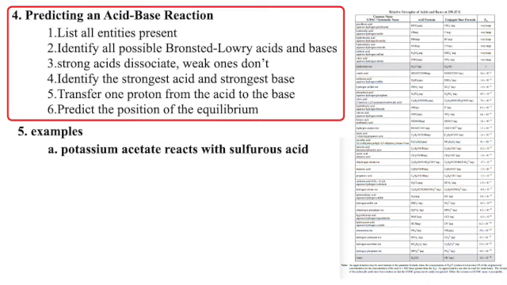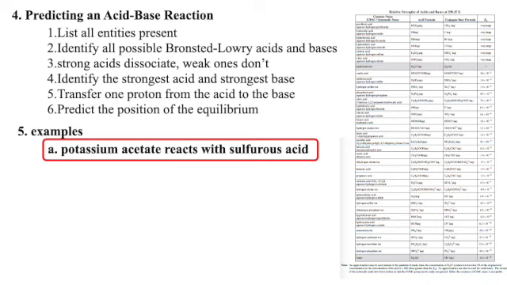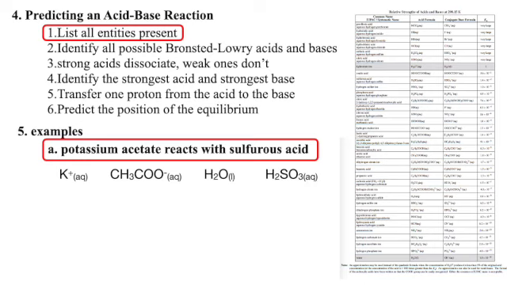Okay, now we're going to predict an acid-base reaction. We're given potassium acetate reacts with sulfurous acid, and I would ask you to predict the reaction that will happen. Step 1 is list all the entities present. Potassium acetate dissociates. You can check the solubility table for that. So that's really K positive and CH3COO negative, the acetate ion. And because those have an aqueous, that means water is there somewhere, so H2O and sulfurous acid.